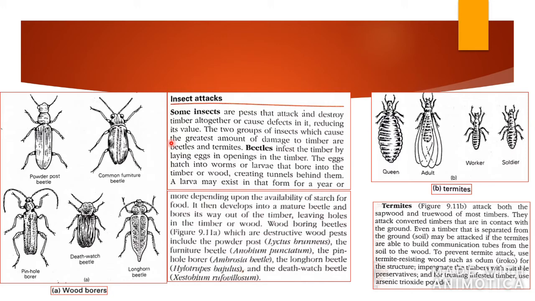And before you know it, you have an infestation in your wood, and the outside might look perfectly good, and then once you lay your hands on the wood itself, it just falls apart or it just falls in. This is the same for termites, and termites attack both sapwoods and truewoods in most timber, and they attack converted timbers unless the timber is treated.